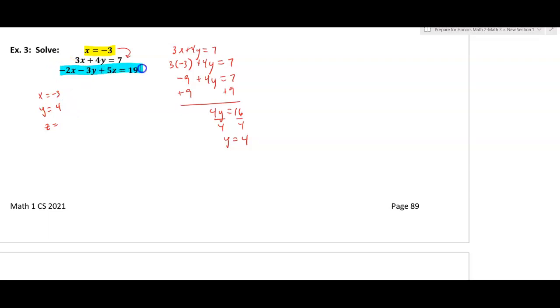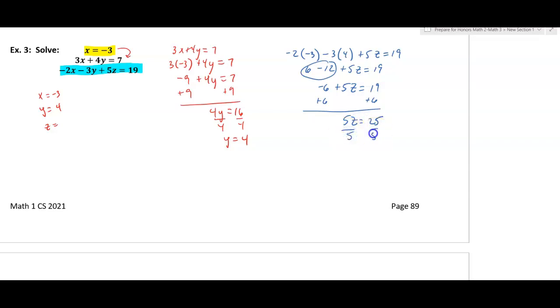All I have to do is find z. So all I have to do is take this equation now. I'm going to plug in the values of the variables I know. Negative 2 times negative 3 minus 3 times 4 plus 5z equals 19. So 6 minus 12 plus 5z equals 19. This gives you negative 6 plus 5z equals 19. I'm going to add 6. 5z equals 25. Divide by 5. Z equals 5. So my ordered triple would be negative 3, 4, and 5.